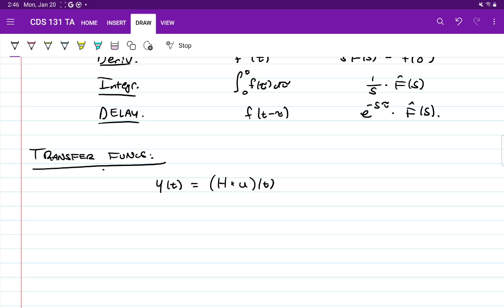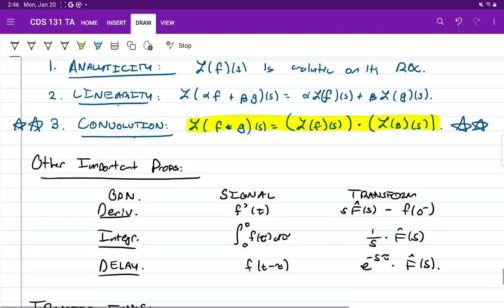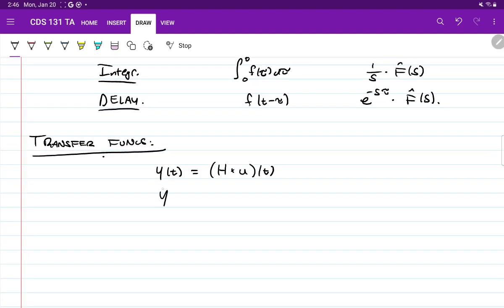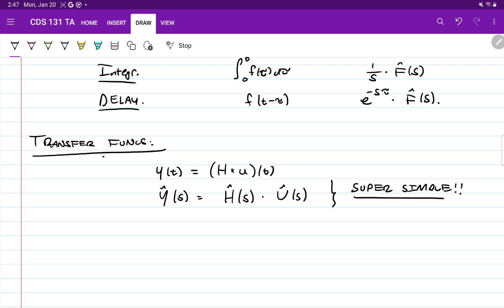If I take the Laplace transform of these, using this convolution to multiplication property, what I get is y hat of s, which is the transform of y, is equal to h hat of s, which is the transform of my impulse response map, multiplied by u hat of s. And this is super simple. All I need to compute the effect of this input on my system is just a product with this impulse response map transform. This is much, much easier than computing a convolution in the time domain. Here we just have a simple product and we can immediately understand what's going on in the frequency domain.